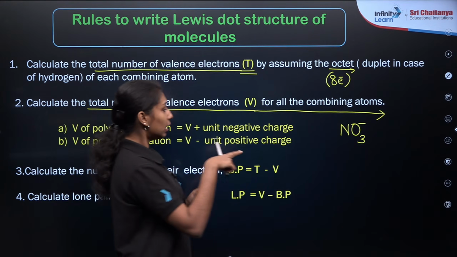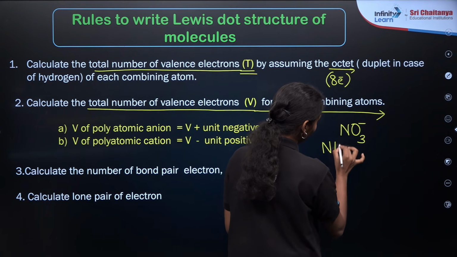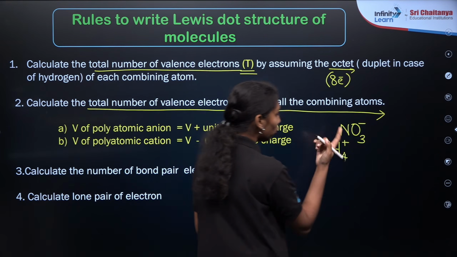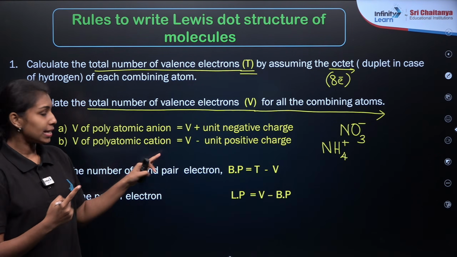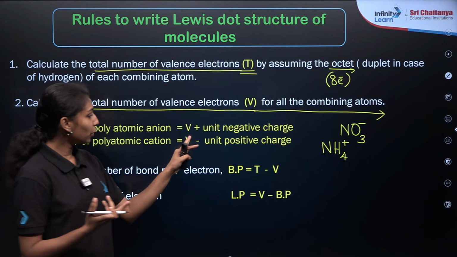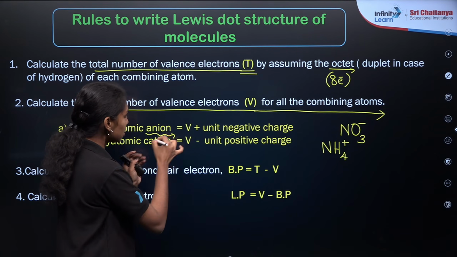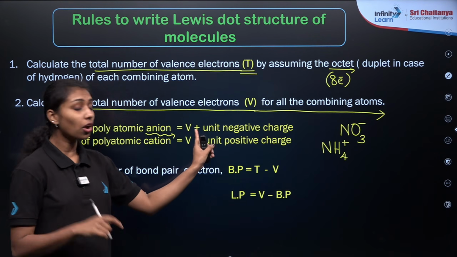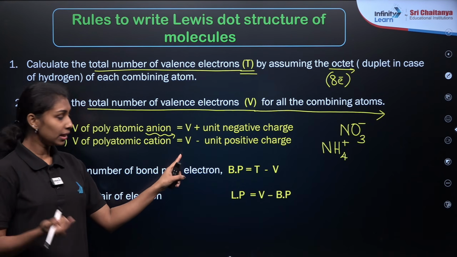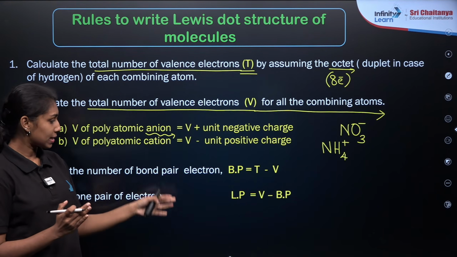So this is the example of the polyatomic anion. For example, if you take another molecule, NH4 plus, again it contains a total of 5 atoms with a positive charge. This is an example of a polyatomic cation. If you have a polyatomic anion or cation, there is another method to find out the total number of valence electrons. If you have an anion, meaning negative charge, we need to add the unit negative charge to the total valence electrons. And if you have a polyatomic cation, you need to subtract the unit positive charge from the total valence electrons. Let us see in detail from the examples.